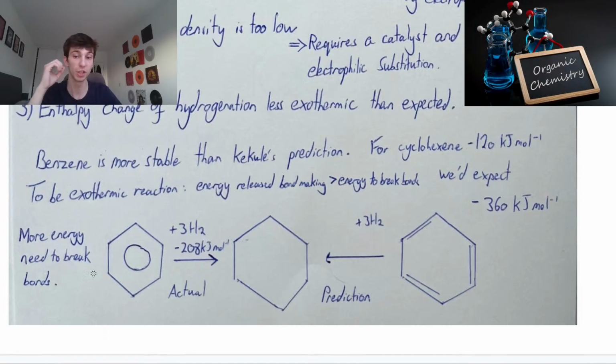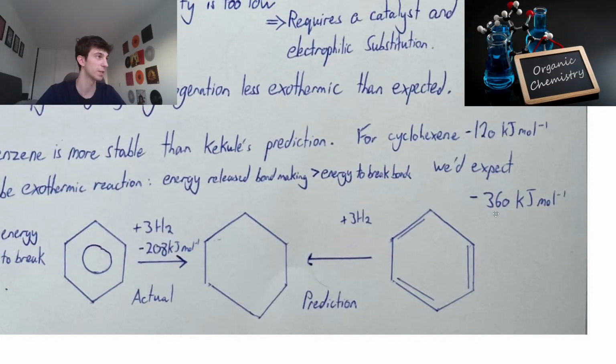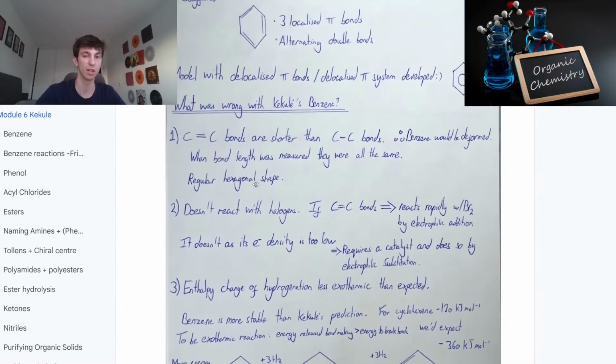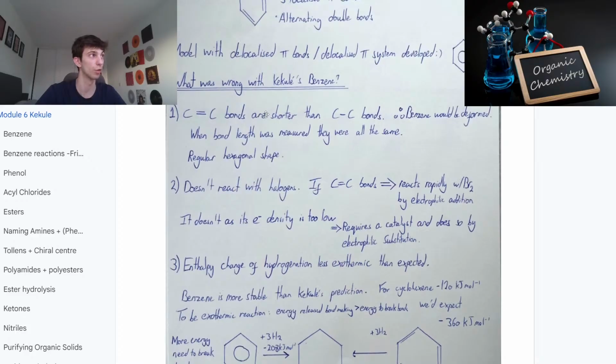So exactly that, we needed more energy to break the bonds. In reality, it was minus 208 kilojoules per mole, even though, according to Kekule, we predicted minus 360 kilojoules per mole. So it's the three things that were wrong. They tend to ask this, guys. They do tend to ask this. The three things that disproved Kekule's model for benzene.